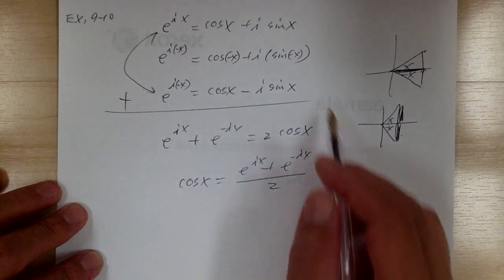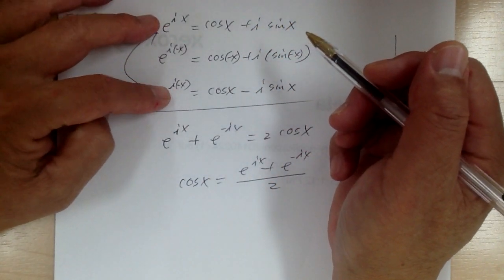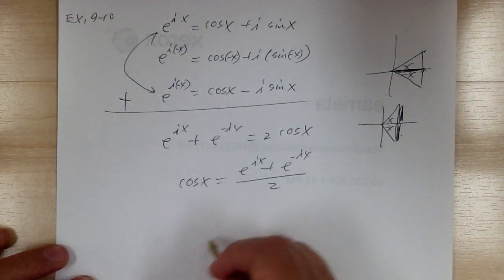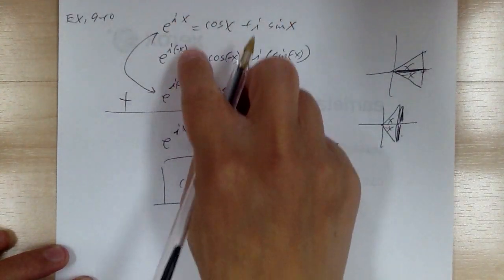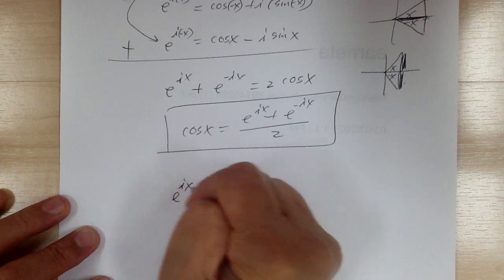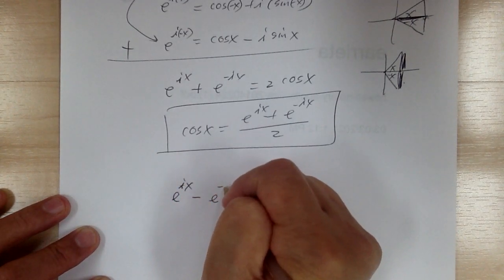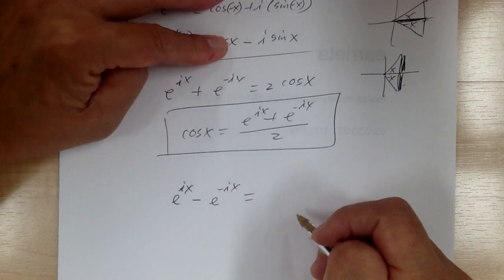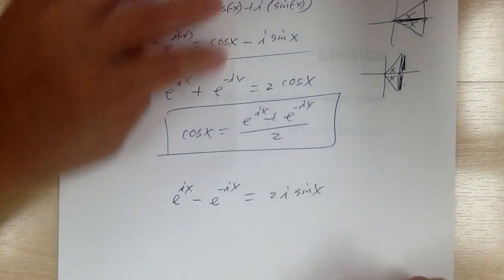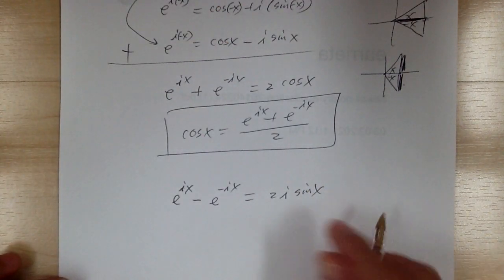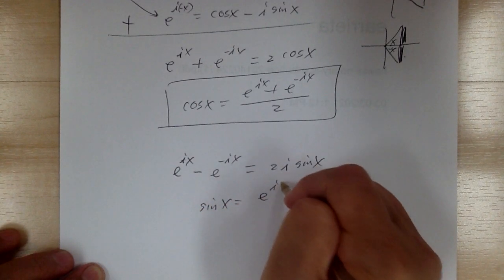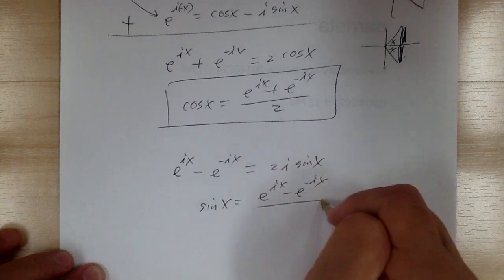Now instead of adding these two equations, if you were to subtract them, this is the other important equation. If you subtract this from that, you get e to the ix minus e to the negative ix, and the cosine terms cancel out. So this equals 2i sine of x. Then divide by 2i, so you get sine x equal to e to the ix minus e to the negative ix, over 2i.